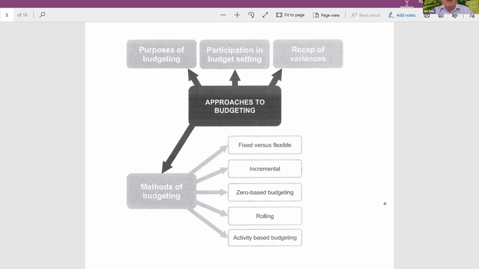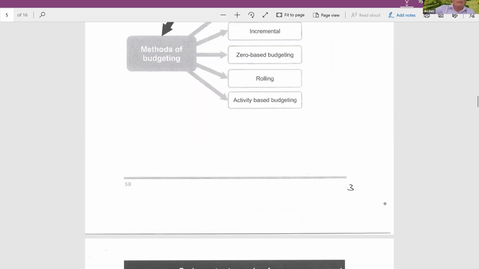Recap of the variances that we should have from the earlier paper, but we won't have to calculate variances, guys, for this exam, maybe outside of the more advanced ones. Different methods of budgeting: fixed and flexible, incremental, zero-based, rolling, and activity-based budgeting. Okay, and that is, we say, the third section.